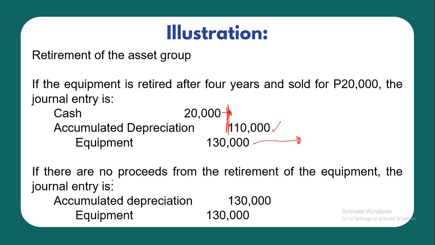Okay? Now if there is no proceeds from the retirement, wala kay salvage value. So of course, if there's no salvage value, the cost of the equipment retired will also be the amount to be debited in the accumulated depreciation. And that is 130,000. And kani credit ni siya equipment 130,000. Okay? So that's for the composite or group method.